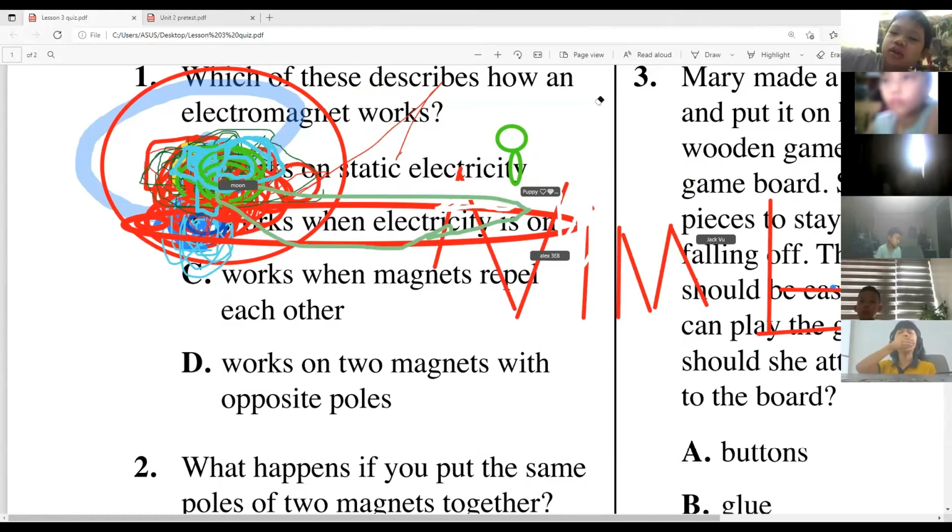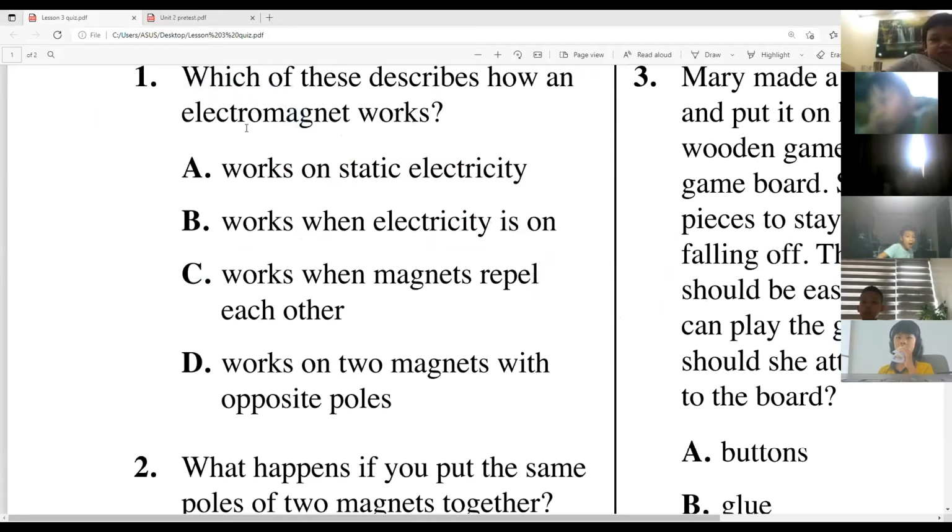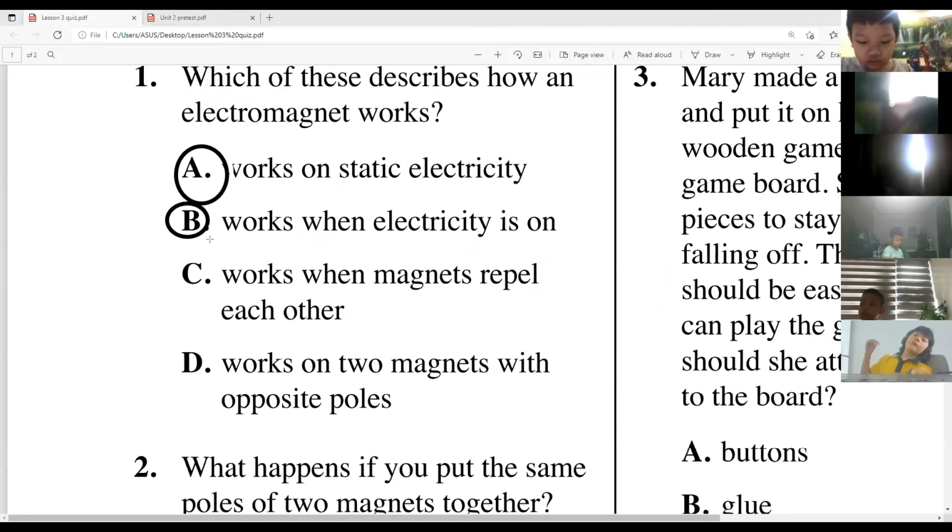Okay, there we go. So good job, guys. It looks like you guys are split between 2 answers, A and B. So you guys are choosing between these 2, which is what I expected. Works on static electricity, works when electricity is on, works when magnets repel each other, works on 2 magnets with opposite poles. The question was, which of these describes how an electromagnet works?